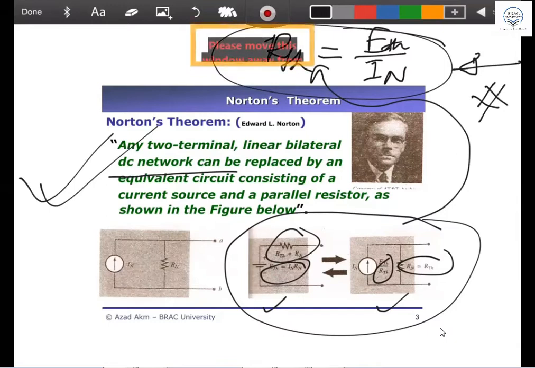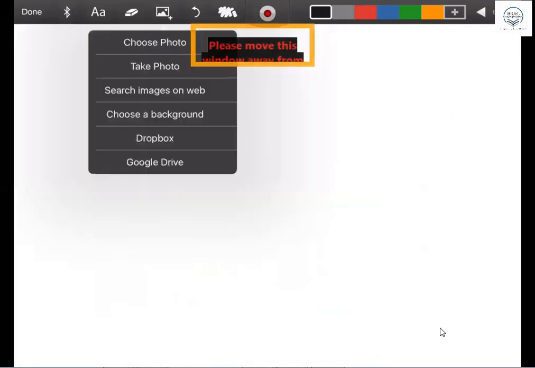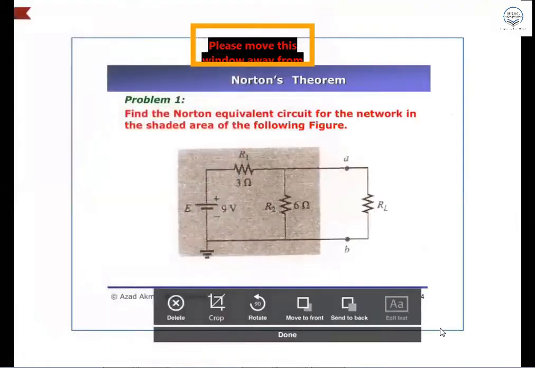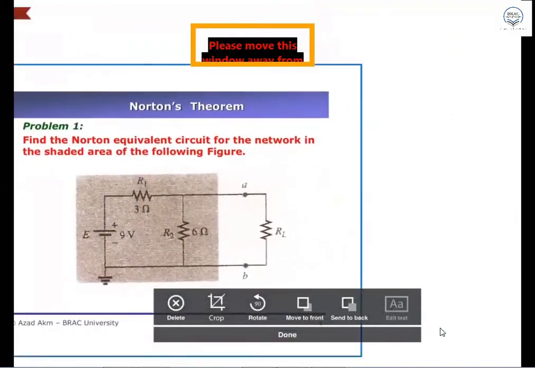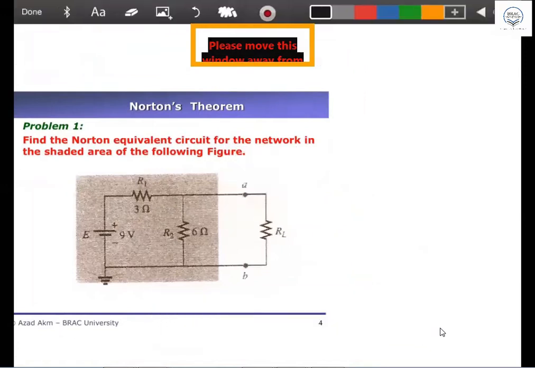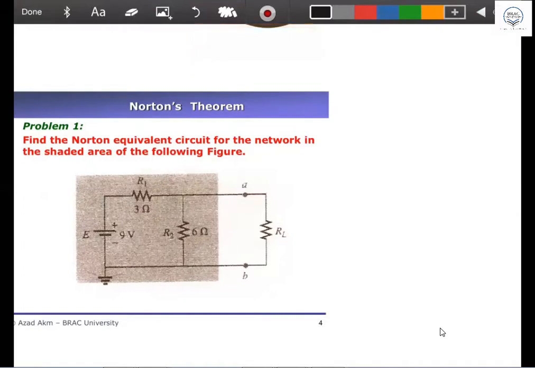Now we are jumping to the next step: how to find the Norton equivalent circuit. Now, the first problem we are going to solve, you can understand it step by step. Does anybody have any questions so far? Otherwise, we are jumping to the solution of problem number 1, that is, how to find the Norton equivalent circuit from a complex circuit. All of you okay? Should I go? Yes, sir. Okay, no problem.